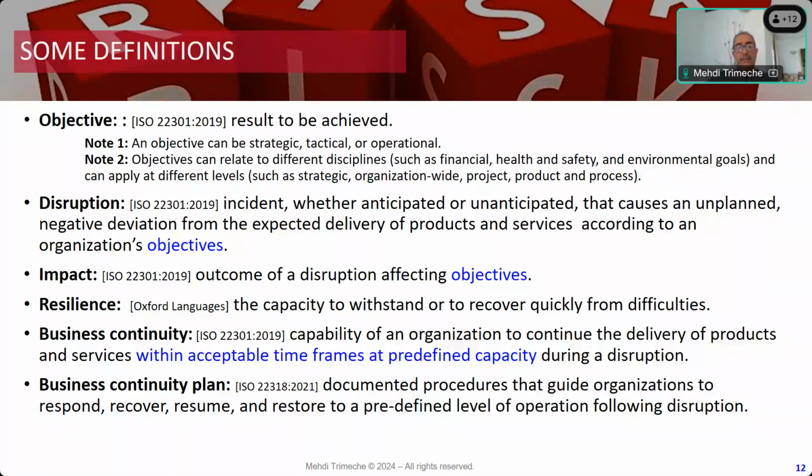Business continuity plan, so documented procedures that guide organizations to respond, recover, resume, and restore to a predefined level of operation following disruption. What is important here is the requirement that it must be a documented procedure. Why a documented procedure, and why is it important? Because the new editions of the ISO don't require documented procedures anymore. This is why.